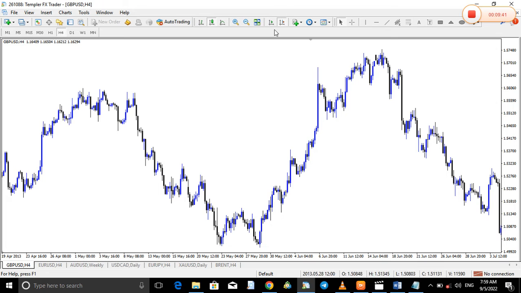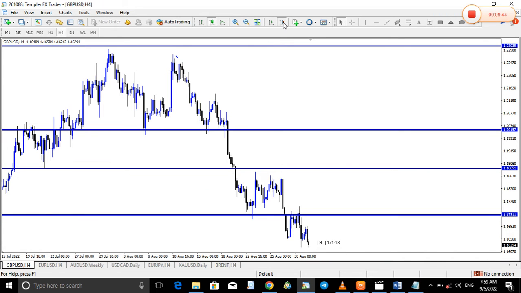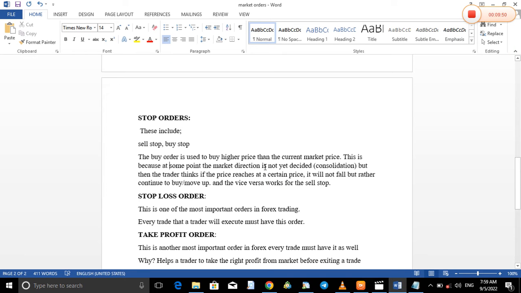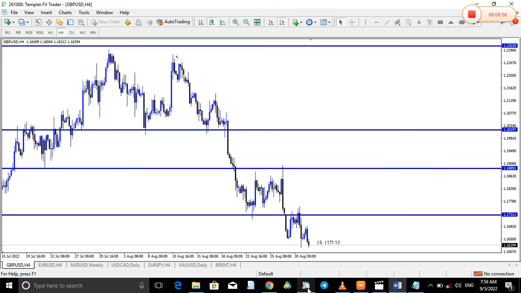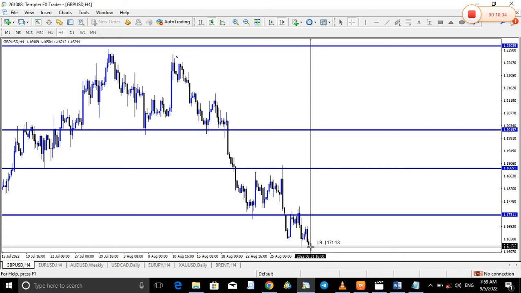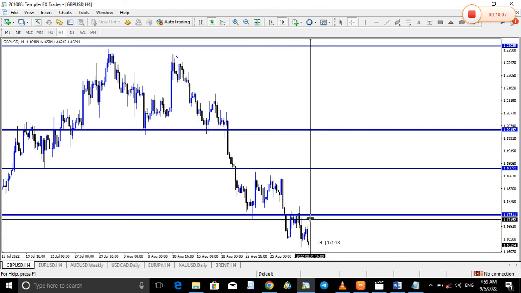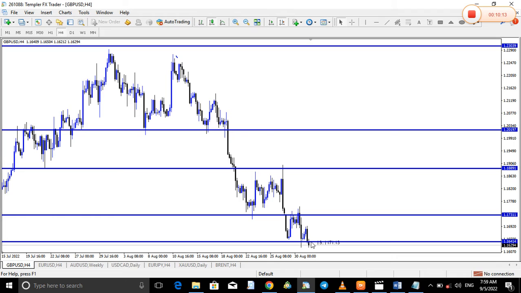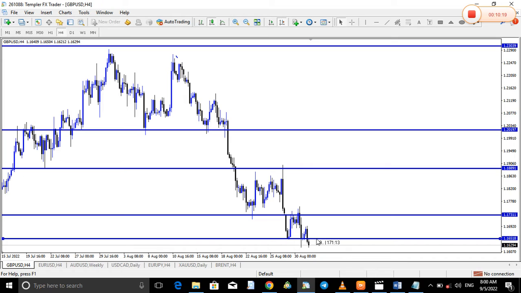Now I'm straight on my MT4. This is the pair called GBP USD. We go back to our notes. The buy stop is used to buy a currency at a higher price than the current market price. Now let me say you want to buy GBP USD. Now GBP USD at the moment is at this level, but you want to buy it. That means if I get my horizontal line and place it on that level, and also get another horizontal line and place it on this level.